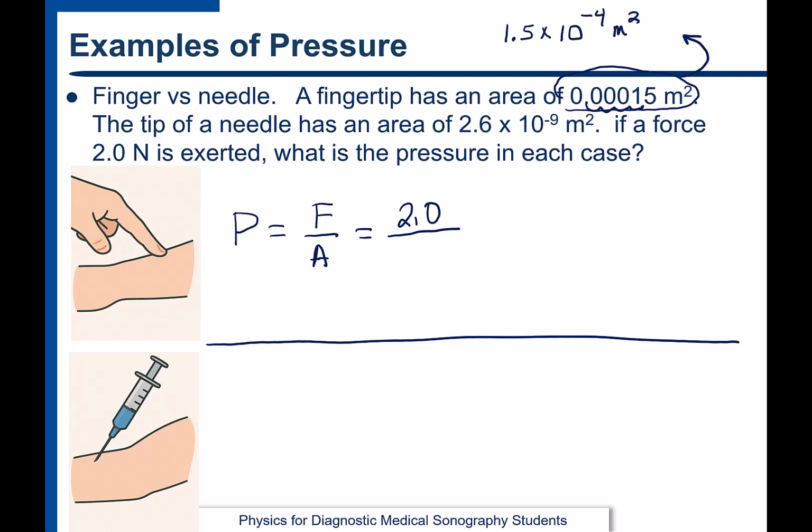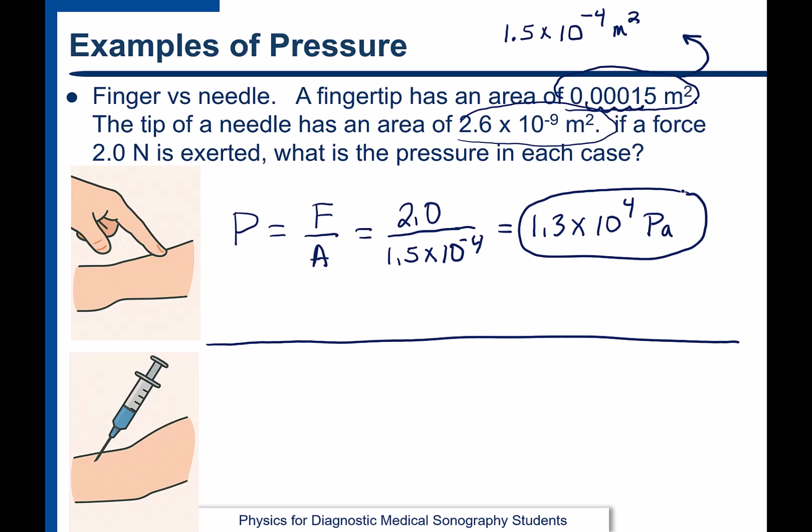That's quite different than 2.6 times 10 to the negative ninth meters squared. You'll notice 5 decimal places different. Okay, so let me write that down here. We have 1.5 times 10 to the negative 4. And if you do that on your calculator, you should get a pressure of 1.3 times 10 to the fourth. And again, since that's newtons divided by meters squared, that's a pascal.